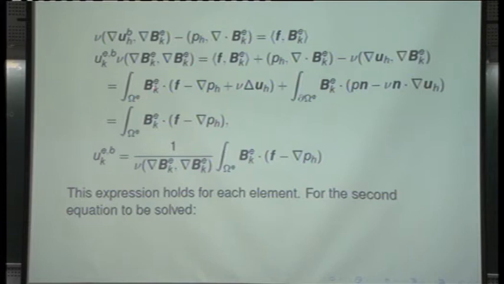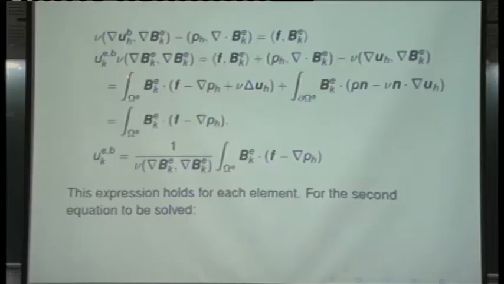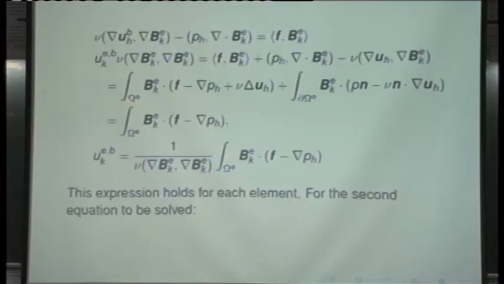First remark, the bubble happens to be different from zero only on that element, okay? So the integral over the computational domain can be restricted to the integral over each element we are considering. Why? Because the bubble function is zero outside the element. Okay, so we can take the integral only over element E. For another function, that does not happen.